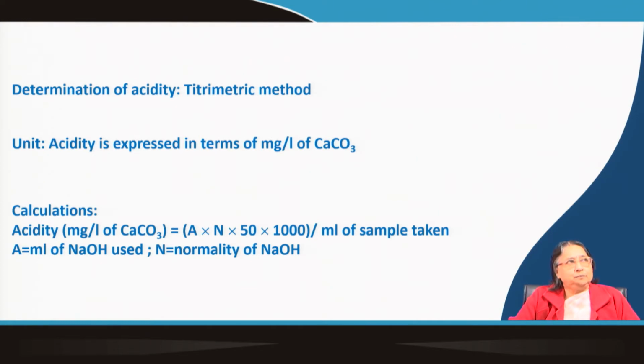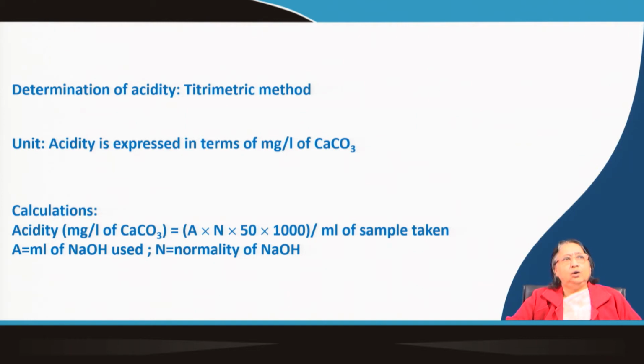For example, you have a sample which contains some acidity, but you have to determine how much is carbon dioxide acidity and how much is mineral acidity. How will you do it? First you take a definite volume of sample, say for example 100 milliliters of your sample in a conical flask, and in the burette you take some standard alkali solution.